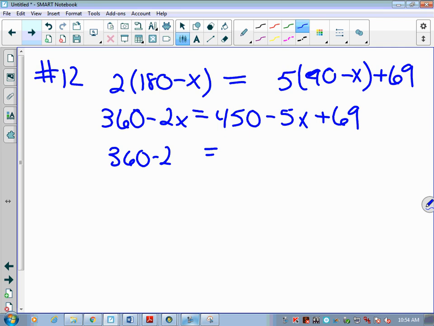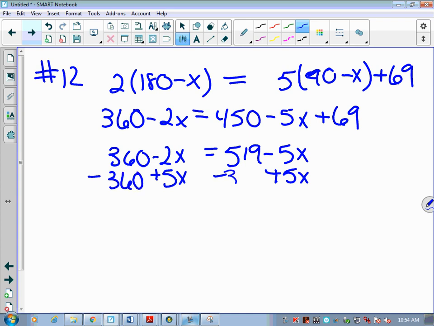360 minus 2x. What's 450 plus 69? 519. Minus 5x. Easier to add 5x because that's going to give us a positive x. Subtract 360 because that's going to give us positive numbers on both sides. That's going to give me 3x equals, what's 519 minus 360? 159. What's 159 divided by 3? 53 degrees. 53 degrees.